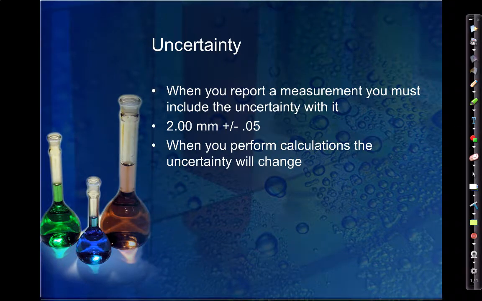So when we report uncertainty, it's often going to be reported as the measurement with the unit and then also plus or minus whatever the uncertainty is. Remember, this gives us the range at which the actual measurement should be within. So it can be up or down 0.05 millimeters for this particular measurement. When you perform calculations, you have to account for every uncertainty in every measurement that you did take.